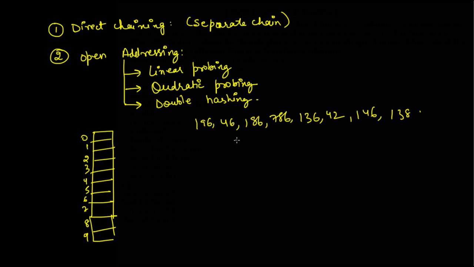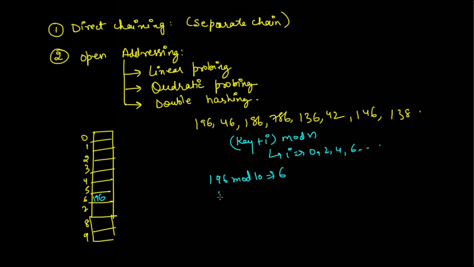So the hash function which we'll be using is key plus I mod n, and the value of I can be 0, 2, 4, 6 and so on. That means the step size is actually 2. So if we get the first number, 196 mod 10, then we are going to get the location which is 6. Therefore, we are going to store this 196 at that location. Now the second value is 46. So if we do 46 mod 10, in that case, we are going to get the value 6.